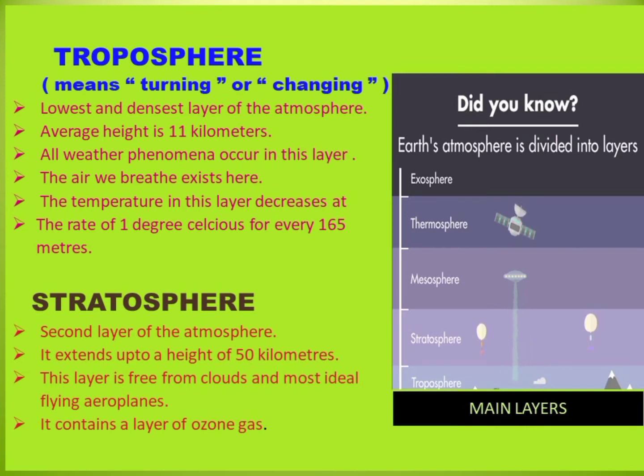The second layer of the atmosphere is called stratosphere, which extends from an average altitude of 11 to 50 kilometers. Most of the ozone of the atmosphere is contained in this layer. Meteors entering the Earth's atmosphere generally get burnt in this layer. This layer is almost free from clouds and associated weather phenomena, making conditions most ideal for flying aeroplanes.